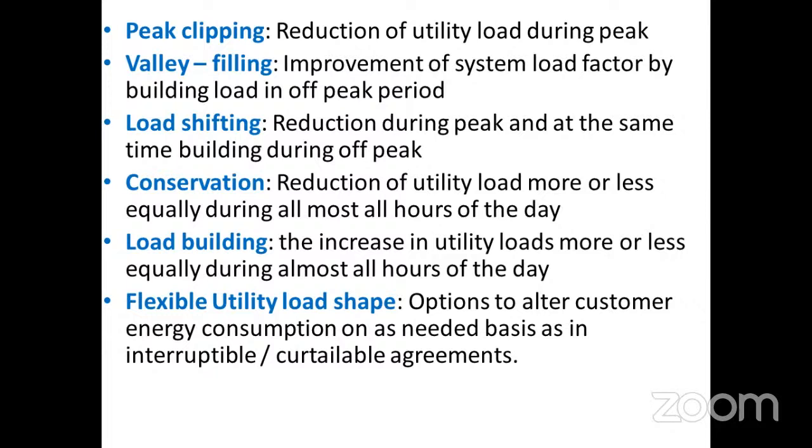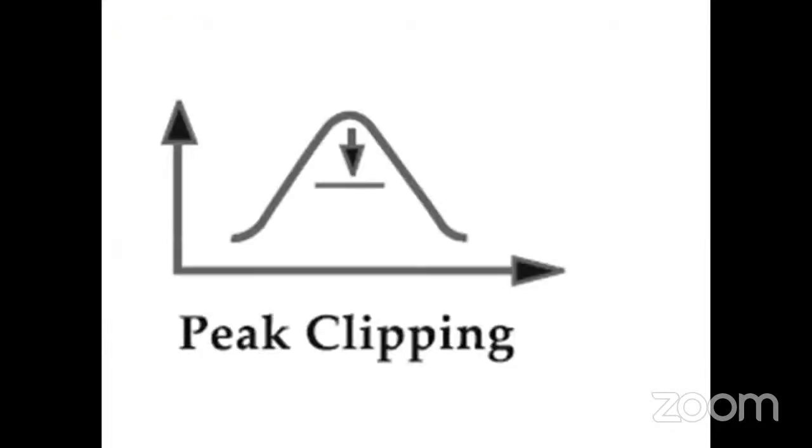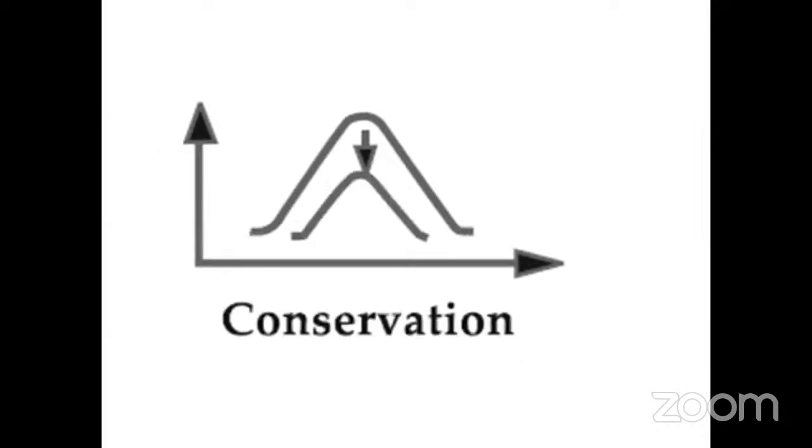These are all the types of demand side management, adjusting the load curve. Flexibility. Flexibility is the option to alter customer energy consumption on as needed basis. That means we can interrupt or curtail the loads. For example, peak clipping means see the top, sir. It means cutting off the loads during peak period.